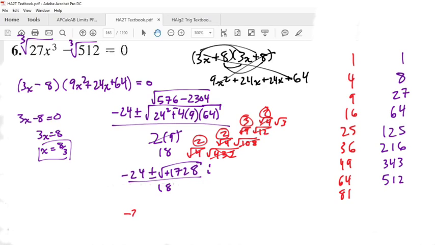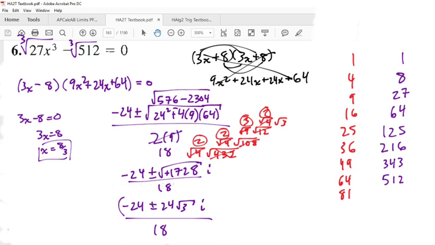So we get negative 24 plus or minus 24 square root of 3, divided by 18. And don't forget your i. You can put the i there, you can put it right after the 24. It doesn't matter. Whenever I put the i out here, I make sure I put a hangy thing on the end of my square root so I know that the i is not inside of it.